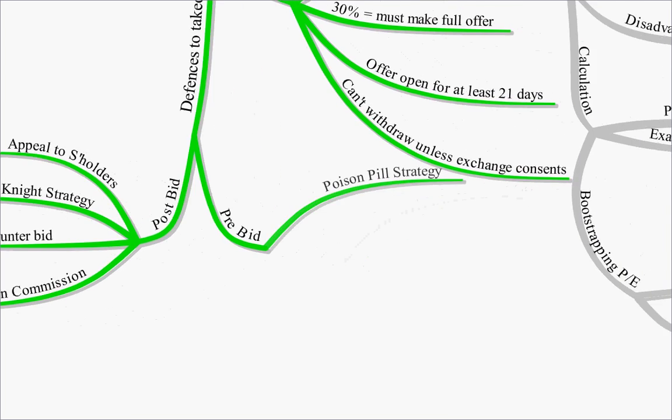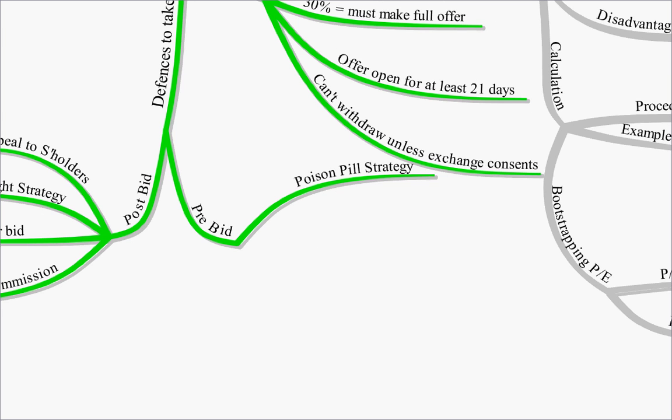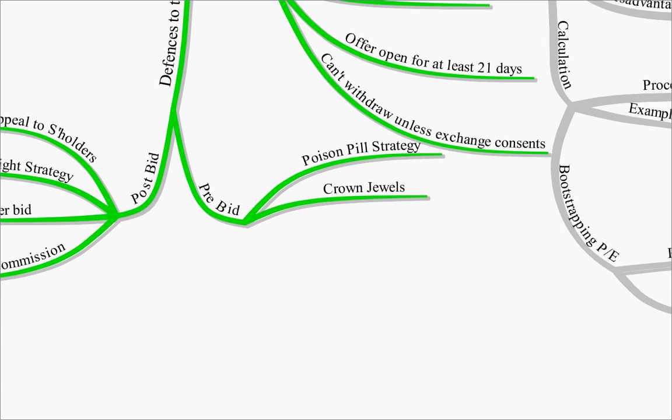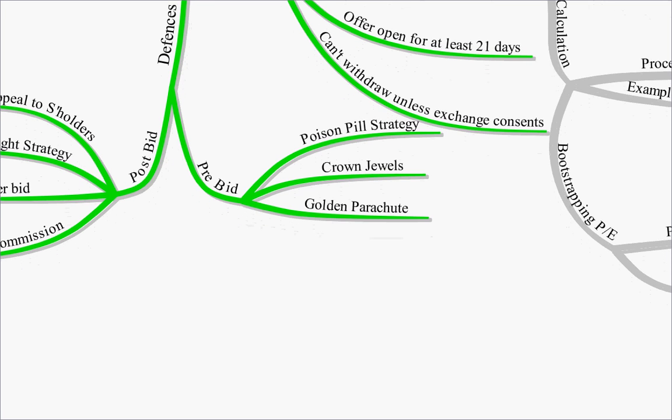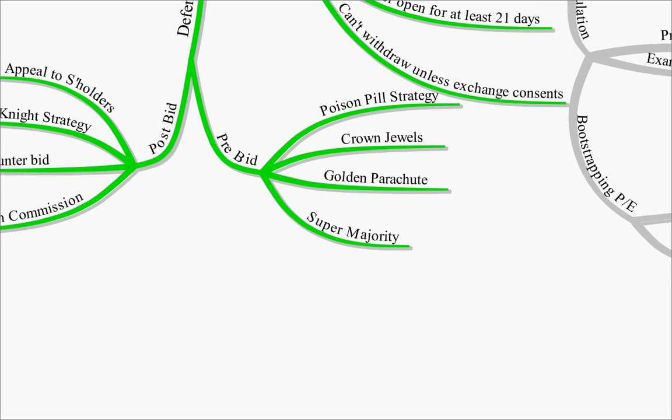Pre-bid, poison pill strategy, make themselves unattractive to the business, sell off their crown jewels, award golden parachutes to the board members, or fix the articles so that they require a super majority, maybe 70%, to pass any resolutions.